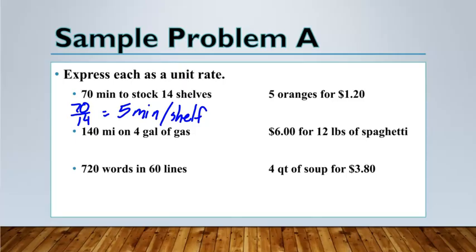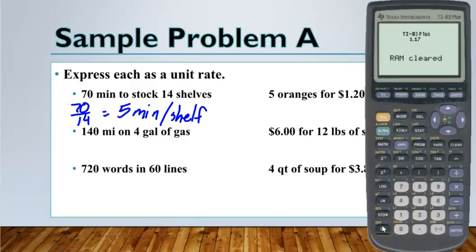Next, 5 oranges for $1.20. So if we did 5 divided by $1.20, we'll just grab our calculator here. So 5 divided by 1.2, we would get 4 and 1/6. So if we're dealing with money here, we would round to the nearest cents.